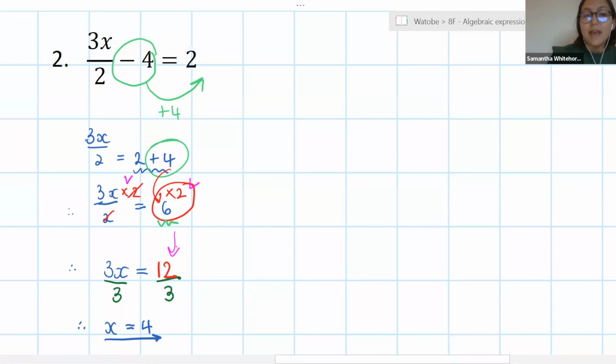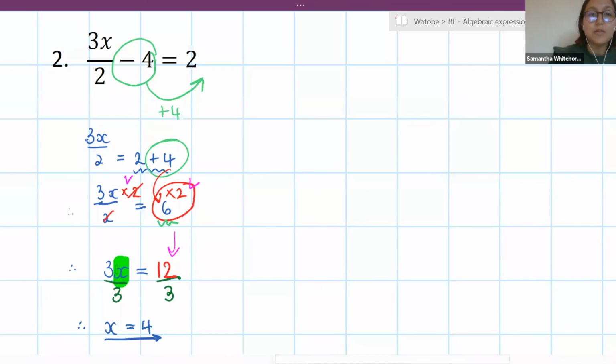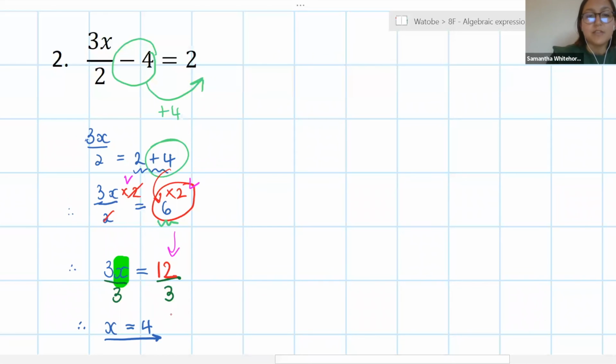Once we've done that, we now want to just get x alone. And in order for me to just get x, I need to get rid of that times 3. So I divide both sides by 3, and that gives me my final answer of x is equal to 4.